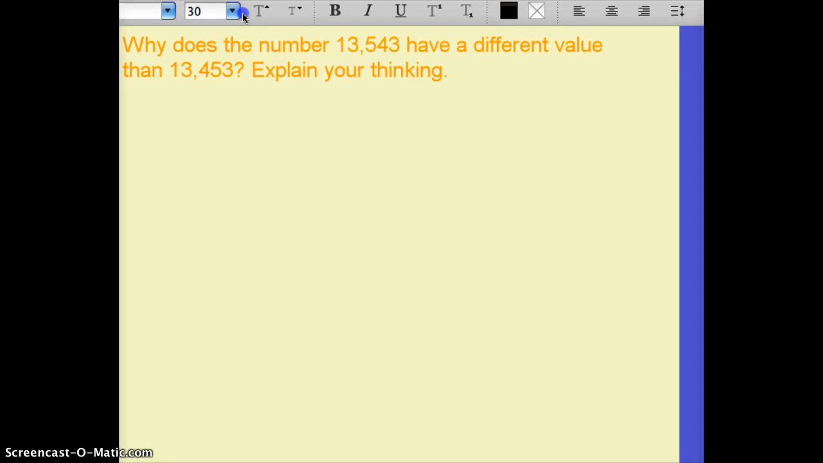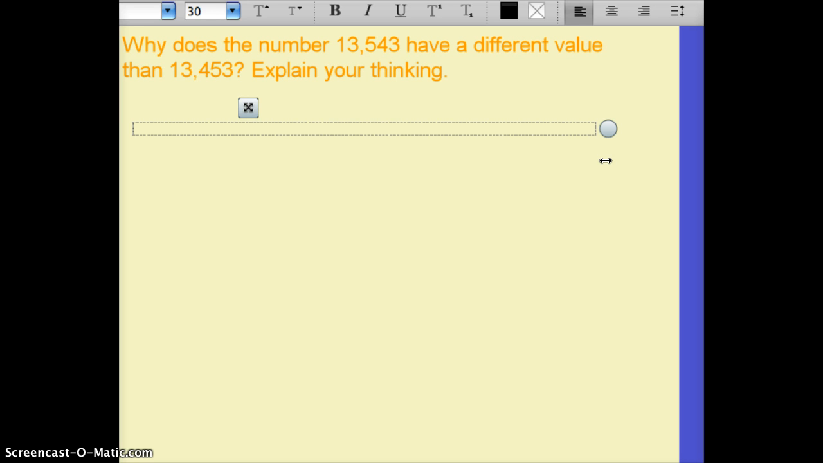Why does the number 13,543 have a different value than 13,453? At first glance, these numbers look the same, but you'll notice the difference is that there's a 4 in the hundreds place in 13,453 and a 5 in the hundreds place in 13,543. The digits 4 and 5 have just swapped. So both numbers have the same digits, but the placement of those digits in this positional system makes the value different. So what I'm going to say is just that.